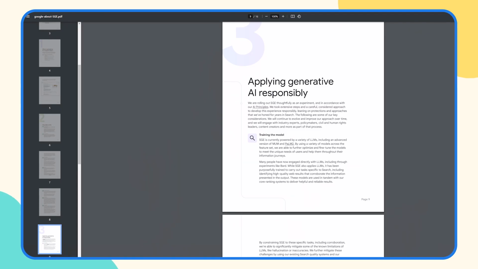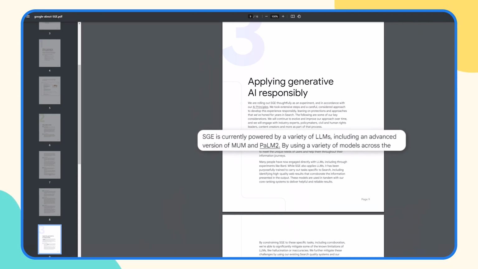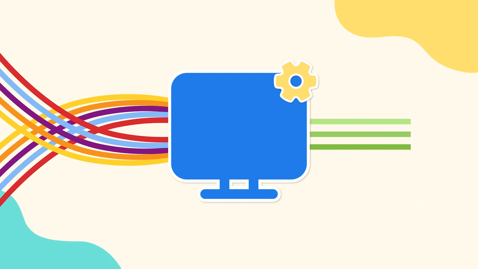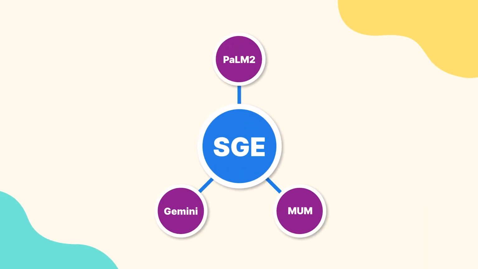Google confirmed that it uses multiple large language models, LLMs, to make SGE possible. LLM refers to a type of AI trained on very large datasets to generate responses. You feed it tons and tons of info from sources like the internet, and it uses that info to generate its responses. The LLMs that we know Google uses in SGE are PaLM 2, MUM, and Gemini.